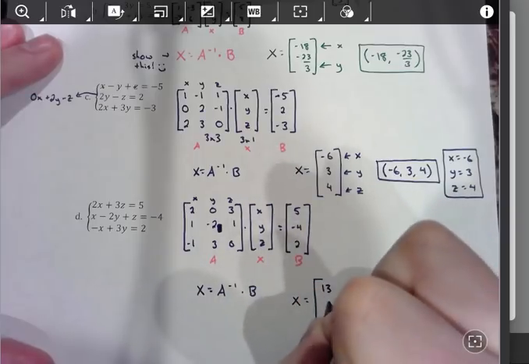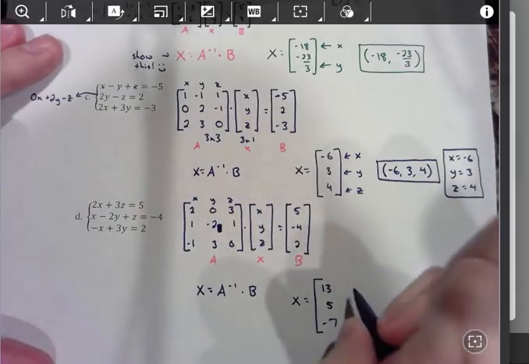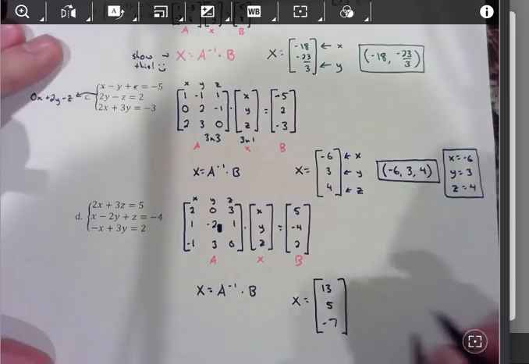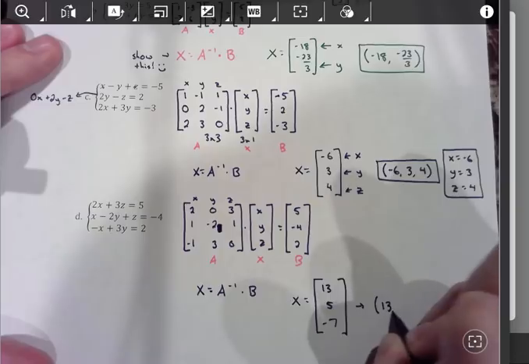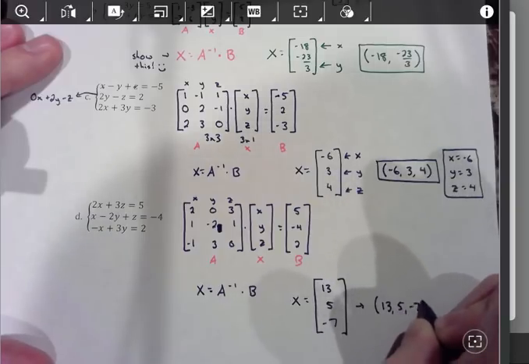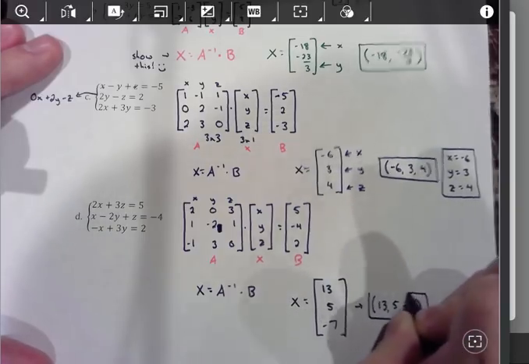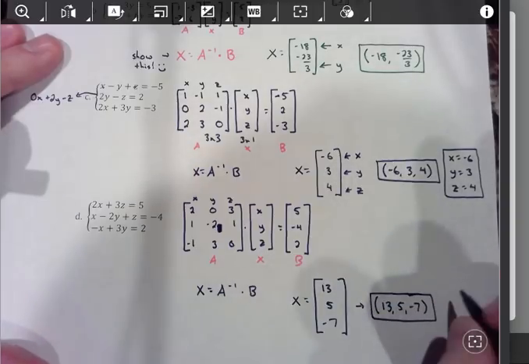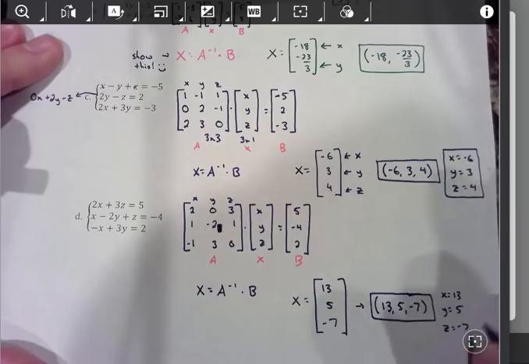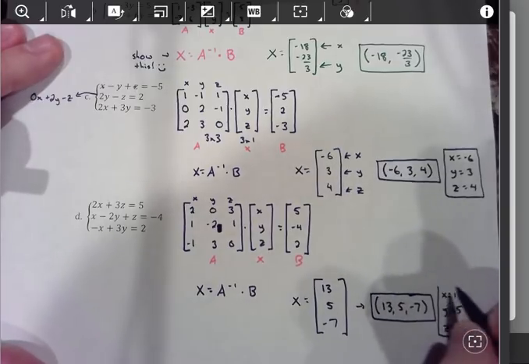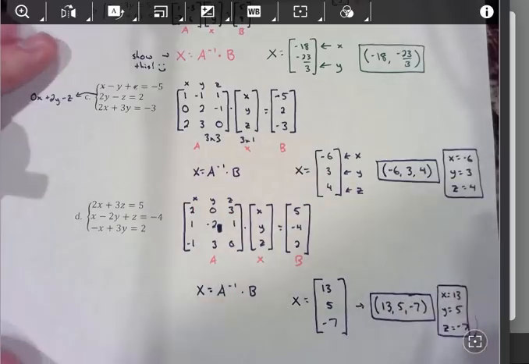So 13, 5, negative 7, which means we have an ordered triple, 13, comma 5, comma negative 7, or you can write that X equals 13, Y equals 5, Z equals negative 7. All right, there we go.